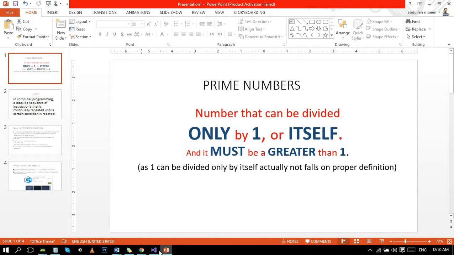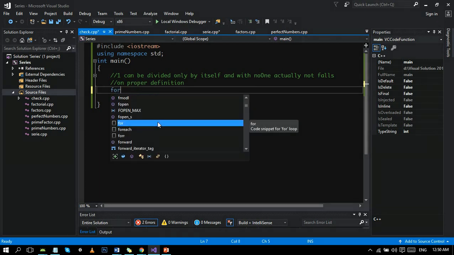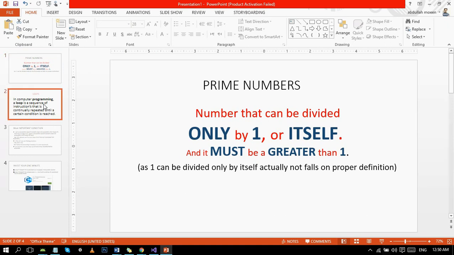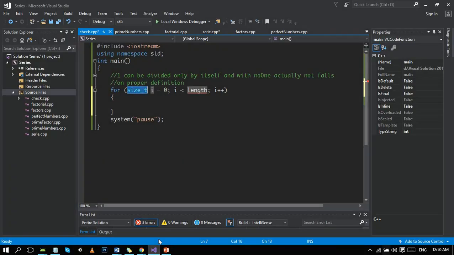Let me hide this. Now we will move toward Visual Studio 2017. First of all, I will write the loop. But I think I should show you the basic definition of a loop. In computer programming, a loop is a sequence of instructions that is continually repeated until a certain condition is reached. Now move towards the IDE.